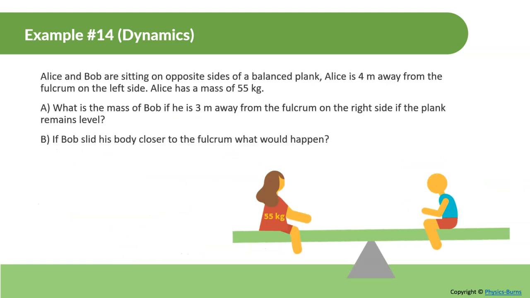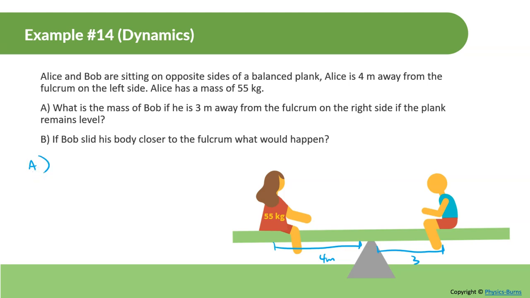Moving on. Alice and Bob are sitting on opposite sides of a balanced plank. Alice is 4 meters away from the fulcrum on the left side. Alice has a mass of 55 kilograms. What is the mass of Bob if he is 3 meters from the fulcrum on the right side and the plank remains level? If Bob slid his body closer to the fulcrum, what would happen?